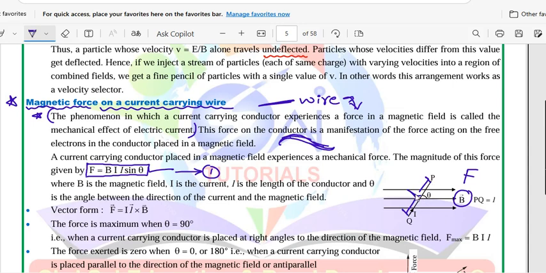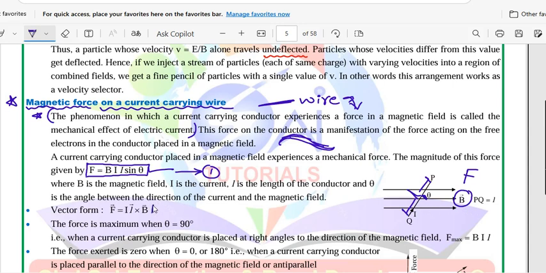Suppose the wire is placed like this. The direction of the current is always from Q to P, the direction shown here. The current direction and the magnetic field are mutually perpendicular, they are crossing each other. L is the length of the conductor, and theta is the angle between the direction of the current and the direction of the magnetic field.